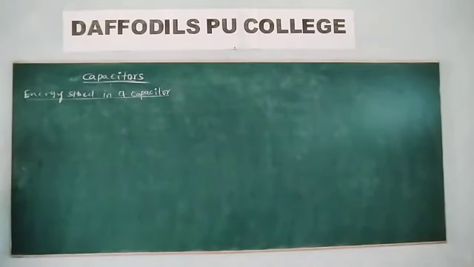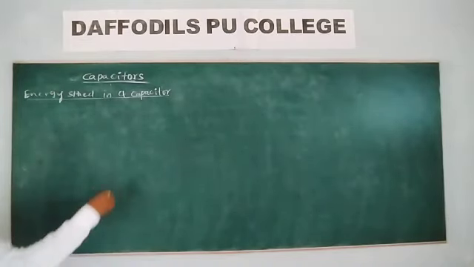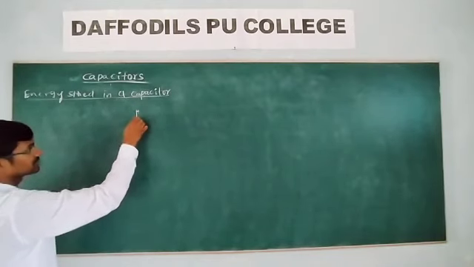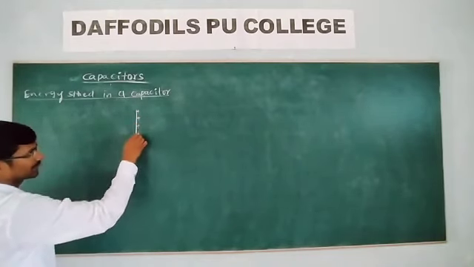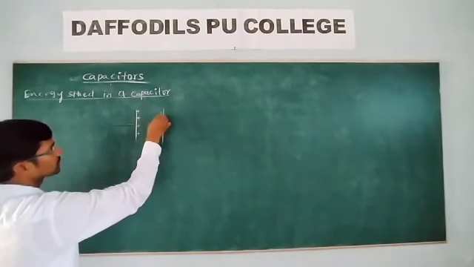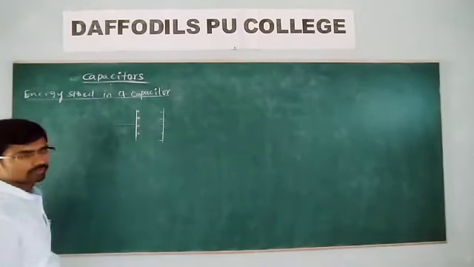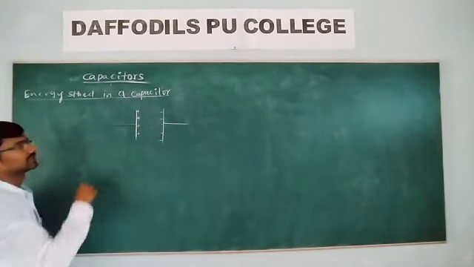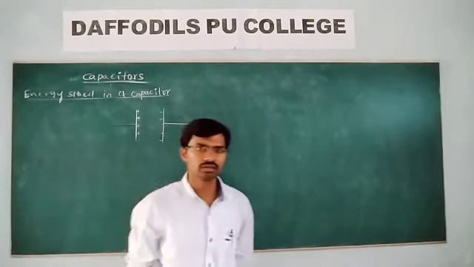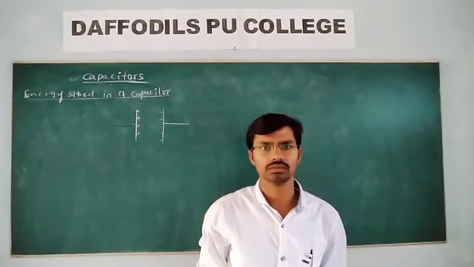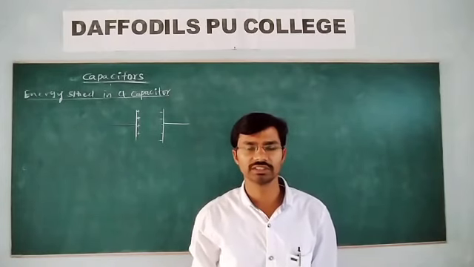Energy stored in a capacitor. Then what would be the energy stored in a capacitor? Let us take a parallel plate capacitor of capacitance C, having charge plus Q on one plate, and here we have charge minus Q. Now what do you mean by energy? Energy is the capacity for doing work.